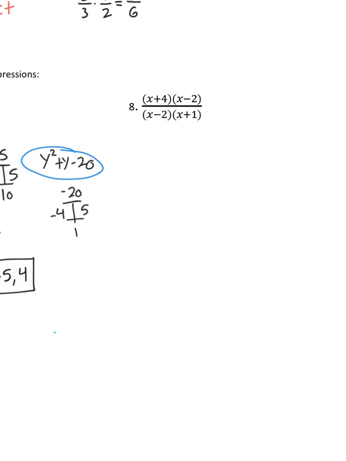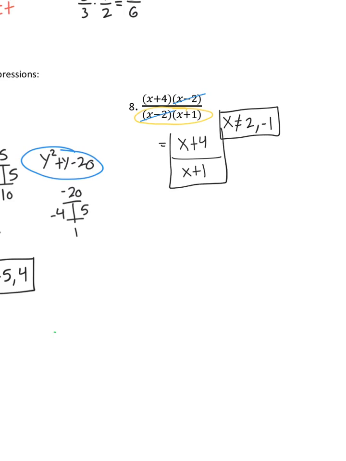Looking at the original denominator, you're looking at what I'm circling in yellow here. That is what you're using for your domain restriction. So we are going to restrict positive 2 and negative 1. So that would be your final simplified answer and the domain restrictions that go with it.